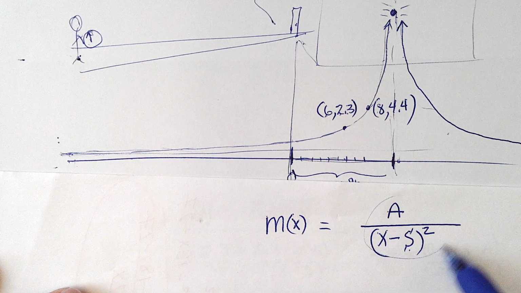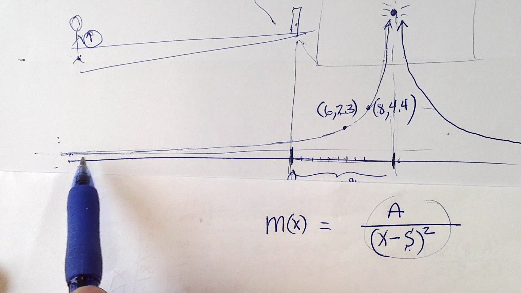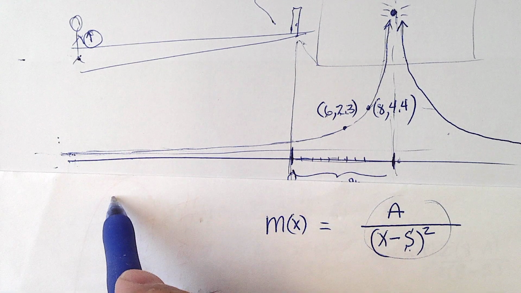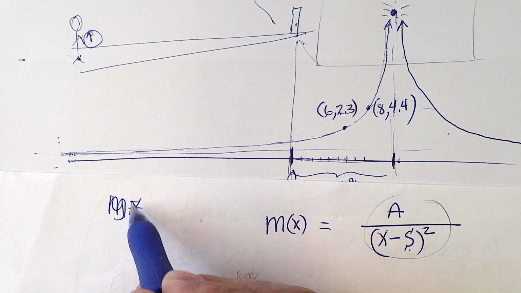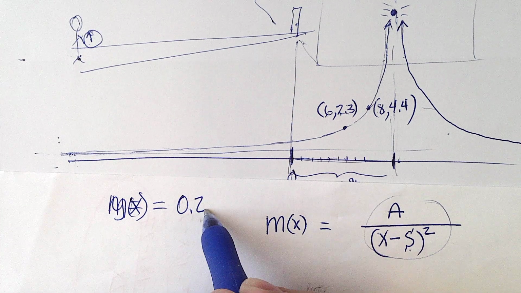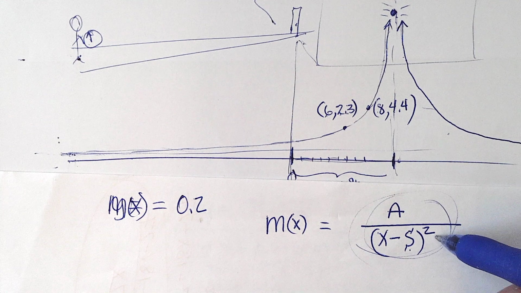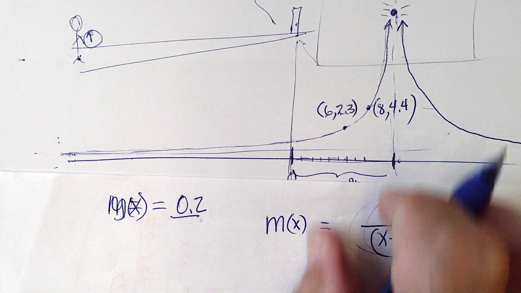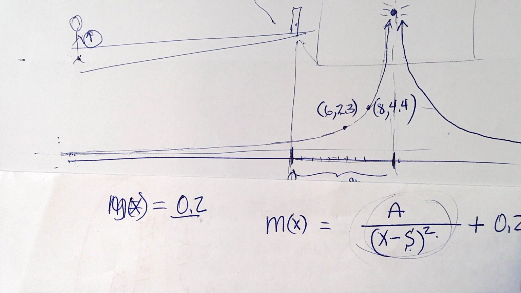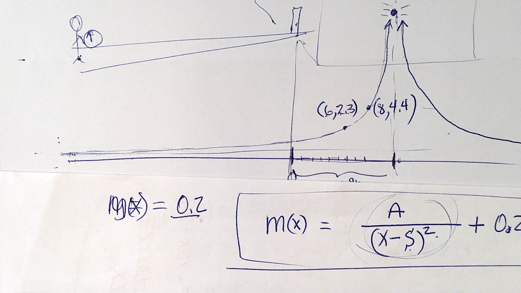Now, this would have a horizontal asymptote of 0. They kind of indicated it has a horizontal asymptote of y equals, or m equals, 0.2. Well, this is going to 0. So the only way we could have this have a horizontal asymptote of 0.2 is to raise this curve up 0.2. So this has got to be the correct form for the equation.